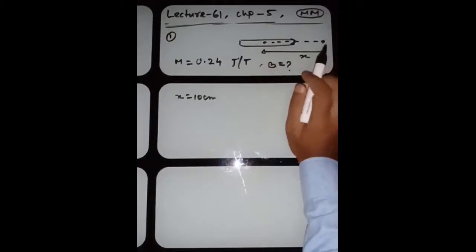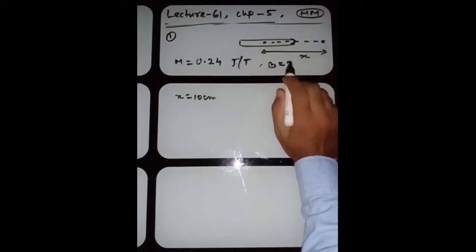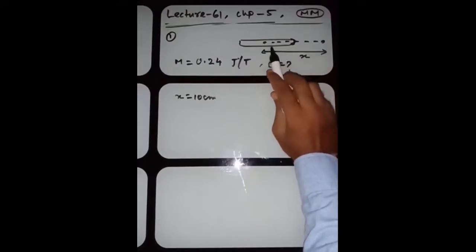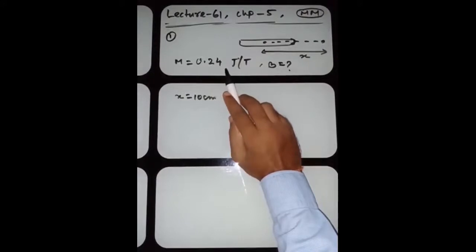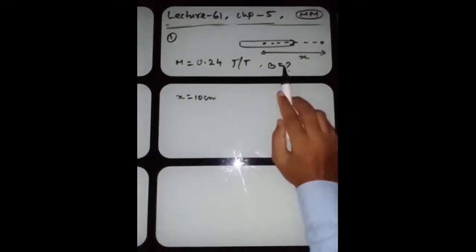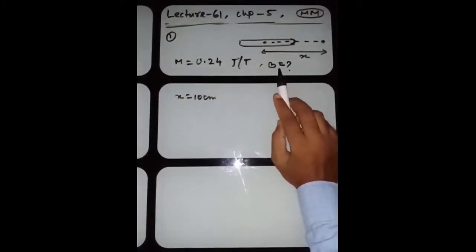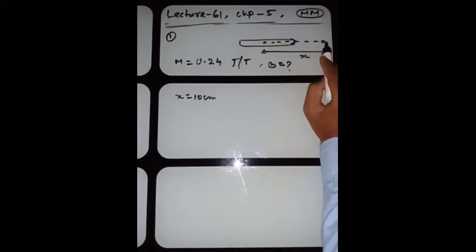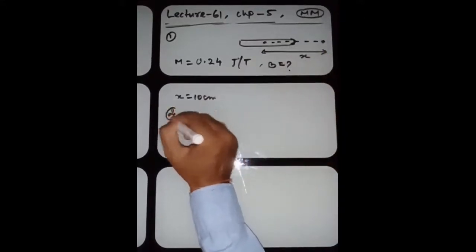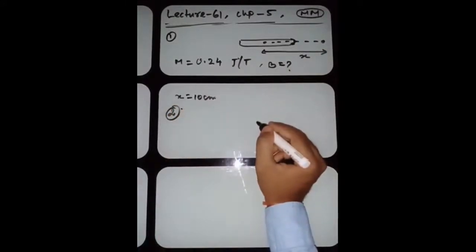Again I'm telling you, this short bar magnet has a magnetic moment of 0.24. Calculate the magnitude of the magnetic field at the point which is 10 centimeter from the center of the magnet. Okay, my dear students. Now the next question.